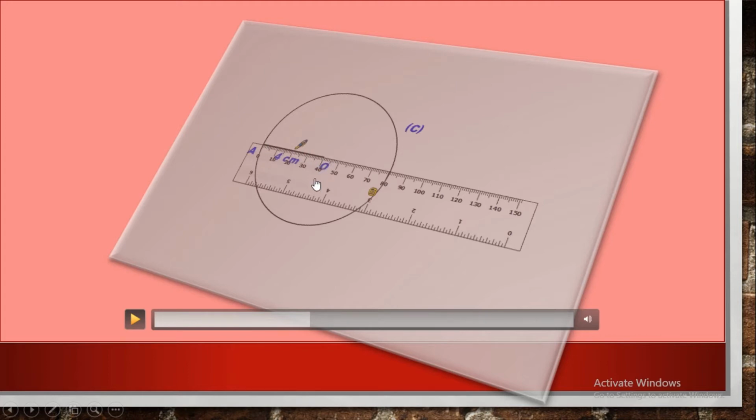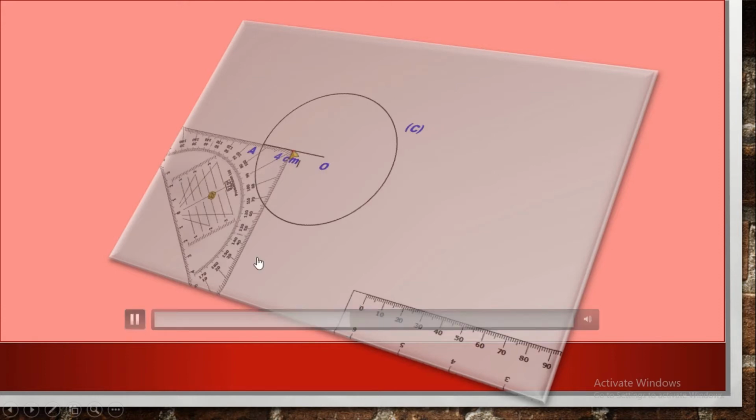Now in order to draw the perpendicular bisector of the segment OA, we should keep in mind that the perpendicular bisector is the perpendicular drawn through the midpoint. So we need to locate the midpoint of the segment OA. As you see in the figure, we locate this midpoint, sure, at 2 cm, the half of 4. Now we put our set square, the 90 degrees exactly at the midpoint, and the set square should be aligned to OA as you see in the figure.